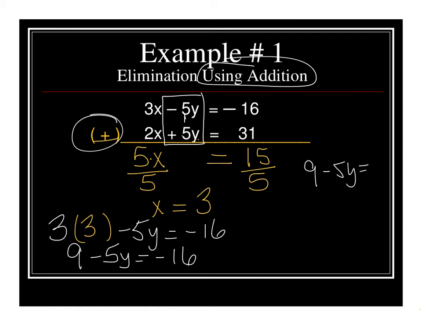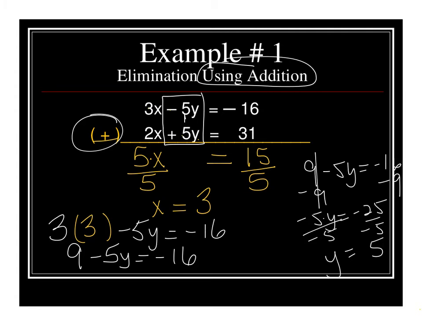9 minus 5y equals negative 16, so I subtract 9 from each side. I'm moving 9 to the opposite side. It goes away or cancels out here, and I get negative 5y equals negative 25. Negative 5 in front of the y means multiplication. Undo multiplication with division. Negative divided by negative is positive, and 25 divided by 5 is 5, so my y is 5. So that means my answer to this problem is the ordered pair (3, 5), because 3 is my x and 5 is my y.